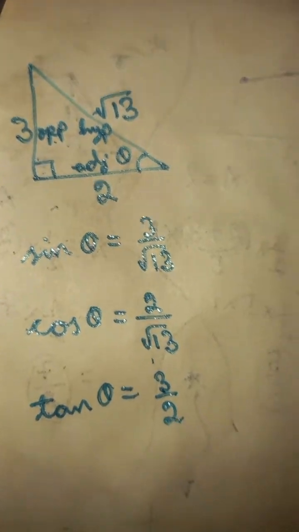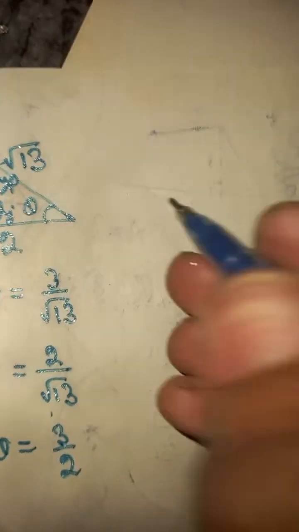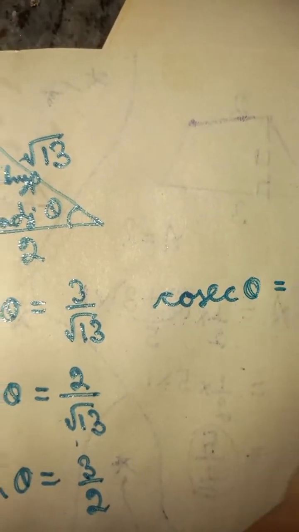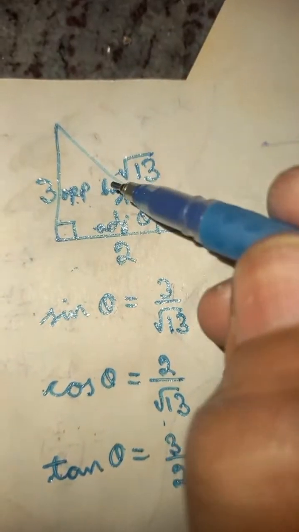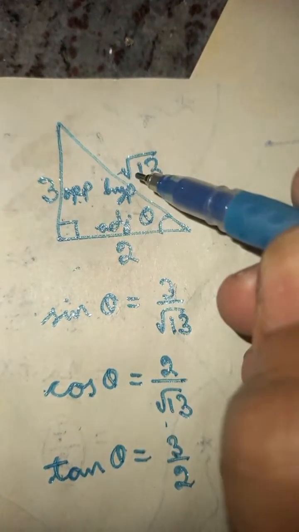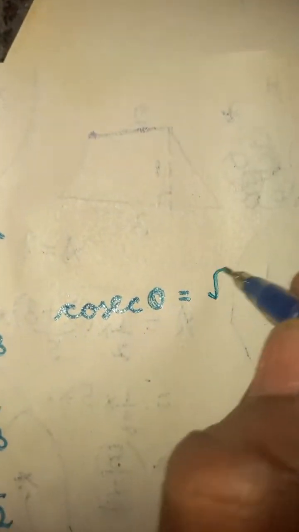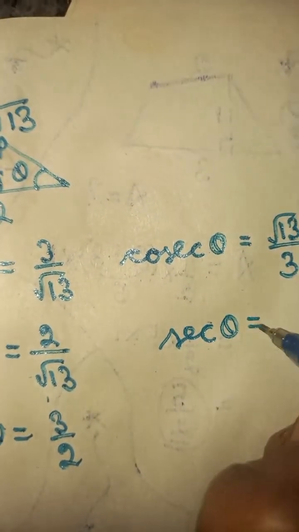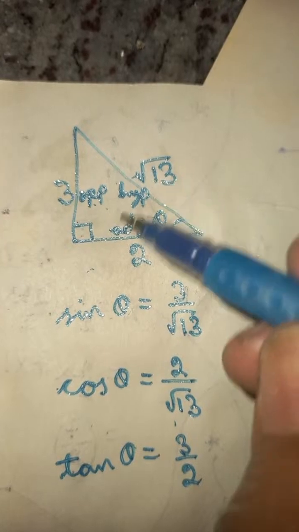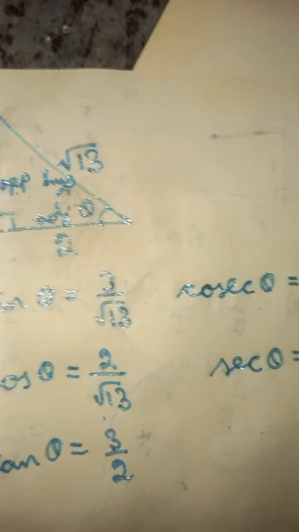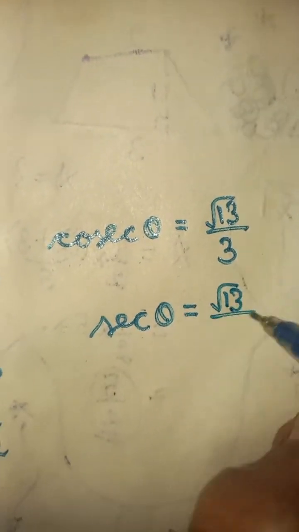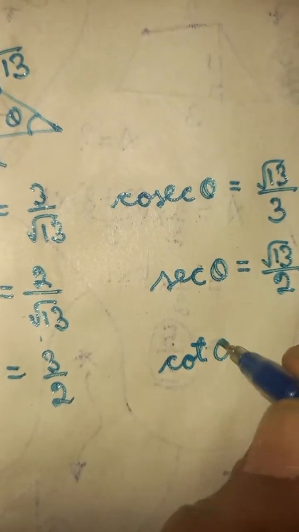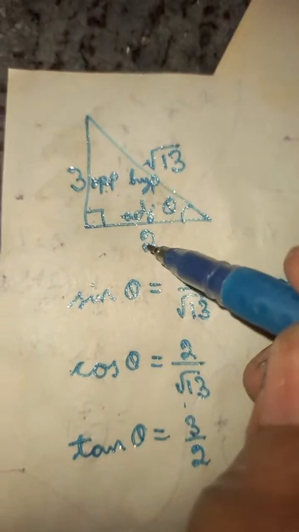And three reciprocal ratios, they are cosecant of theta, it is first one. Cosecant of theta means reciprocal of sine theta, or you can write hypotenuse by opposite, that is root 13 by 3. Then secant of theta, here you are going to get hypotenuse by adjacent, so it is root 13 by 2. Now I am going to write what cot theta is. Cot theta is nothing but adjacent by opposite.